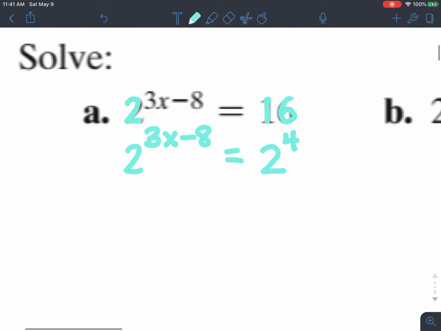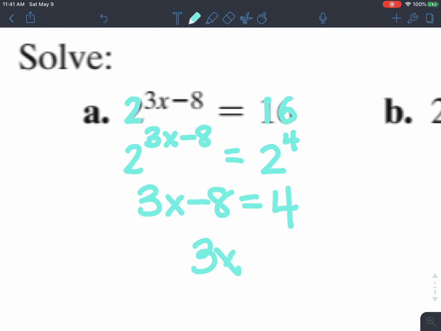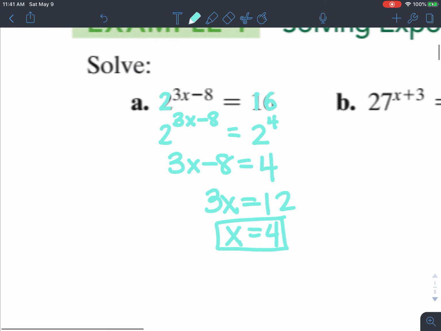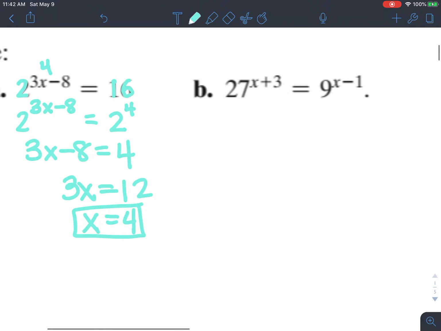So because you can get both sides with a base of 2, you can just set the exponents equal to each other and just solve it like a regular old equation. And if you put the 4 back in here, you see that you'll get 3 times 4 is 12 minus 8 is 4, and 2 to the 4th is 16, so that works.